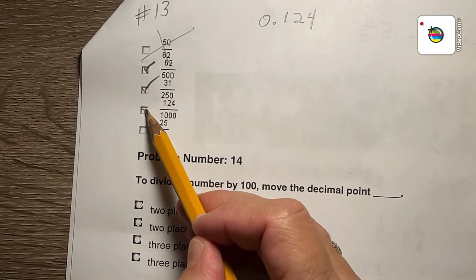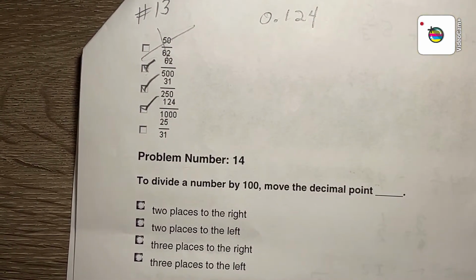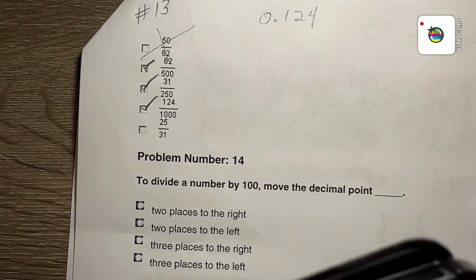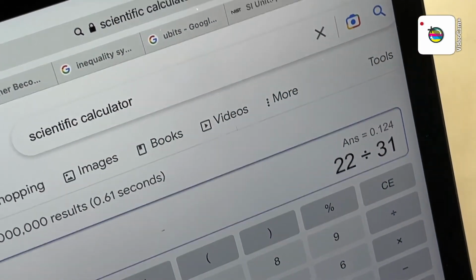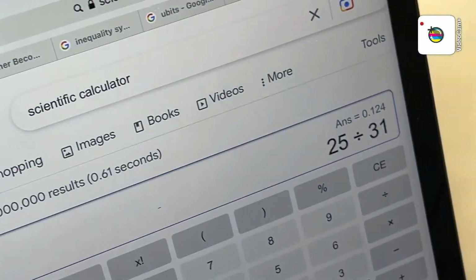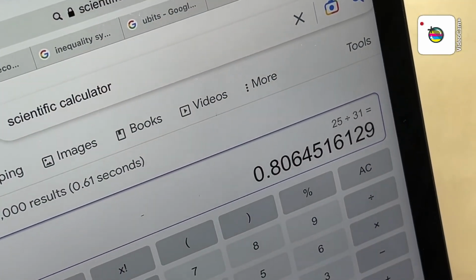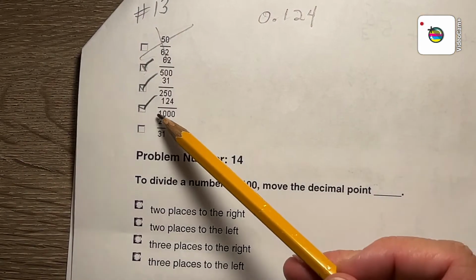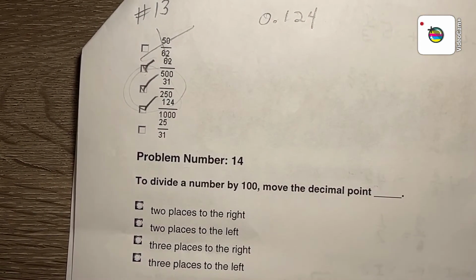0.124. And then lastly, 24 divided by 31. Is that right? Nope. Is 0.80645. So no. These are 3 equivalent decimals.